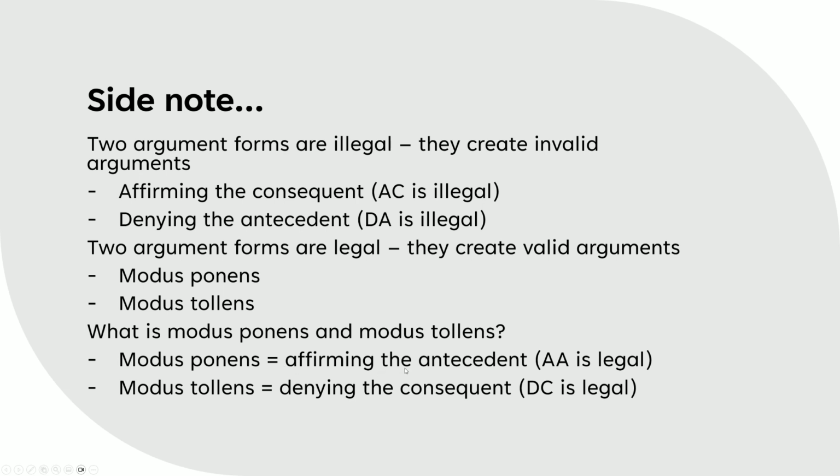It means to affirm the antecedent. Notice, affirm the antecedent is AA. So AA is legal, AC is illegal. Modus tollens, what does that mean? Denying the consequent. So DC is legal, but DA is illegal. AA good, AC bad. DC good, DA bad.